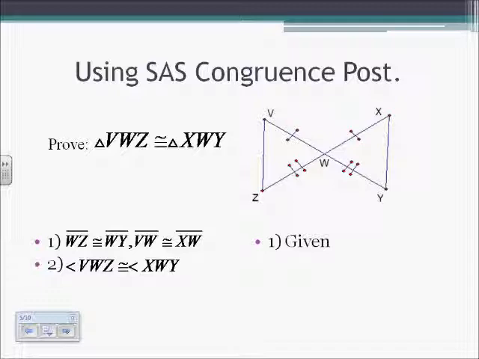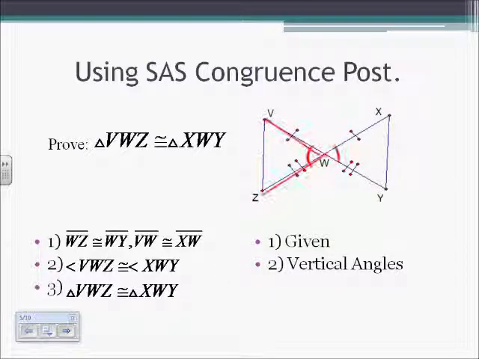We then can make the statement that angle VWZ is congruent to angle XWY. If we just talk about those two angles, VWZ is this inside angle here, and XWY is this angle here. Those are congruent because we do have vertical angles. So we know that we have those two as vertical angles. And if we take a look, we have a side, we have an angle, and we have another side. So therefore the two triangles are congruent by side angle side.